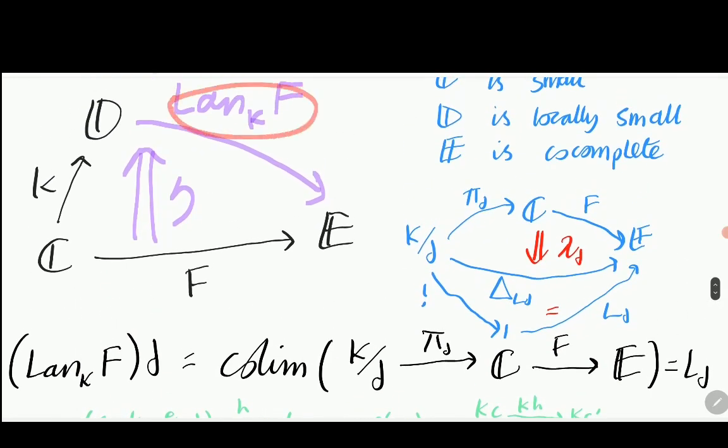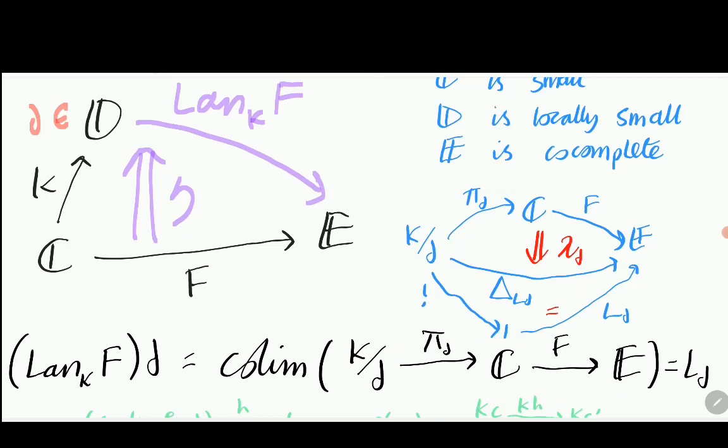So Lan K of F is going to be a functor from D to E. And so we need to really describe how this functor works on objects of D and arrows of D. So what about objects? What about if we have an object, little d of D? What does Lan K F do to it? Well, it sends it to this thing here. And you see that this is a colimit of a diagram in E. And in particular, it's given by this composition here.